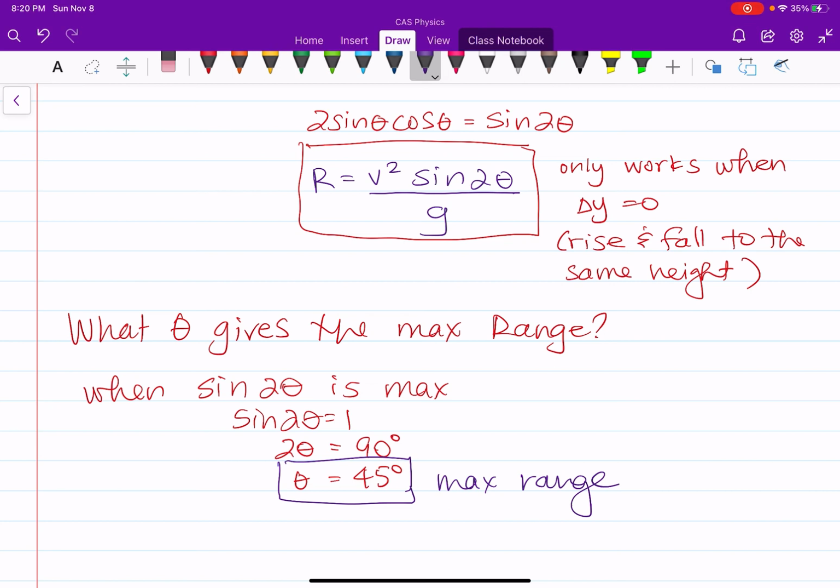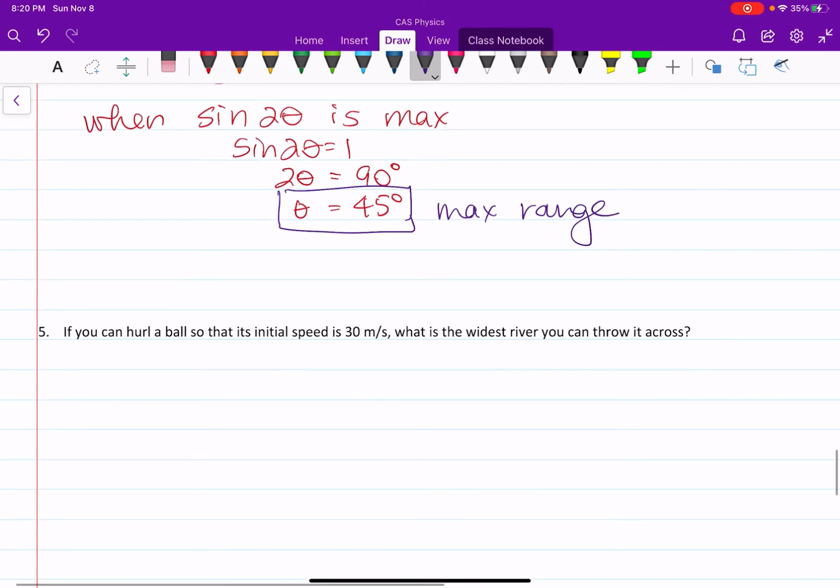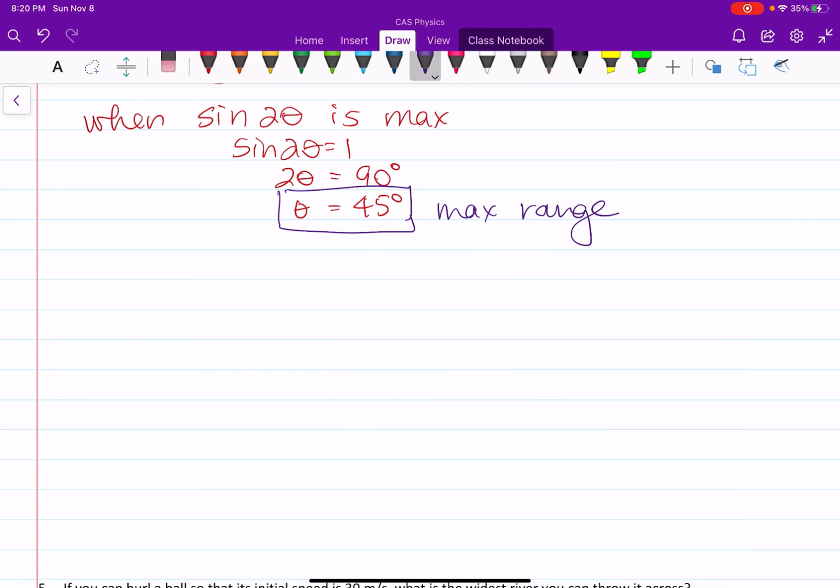The other interesting thing about this equation is, because it's 2 theta, there's always 2 answers. Everything other than the maximum range actually has 2 answers. So for example, if you are shooting a ball, the angle 45 is kind of like this. I'm not going to be able to draw this very well. That's going to be the maximum. If we shoot it at an angle of 45 degrees, it's going to reach the maximum range.